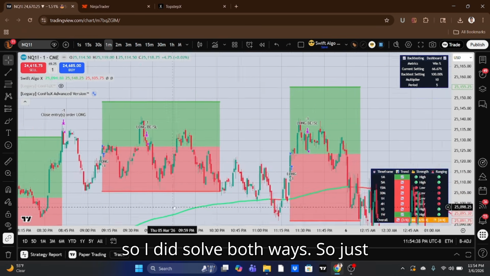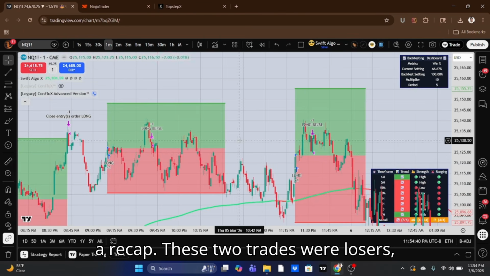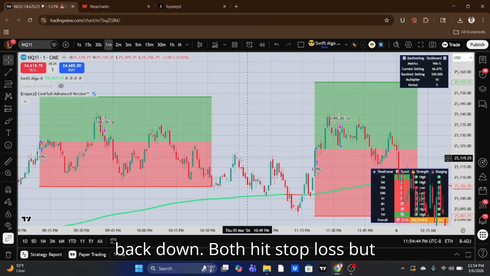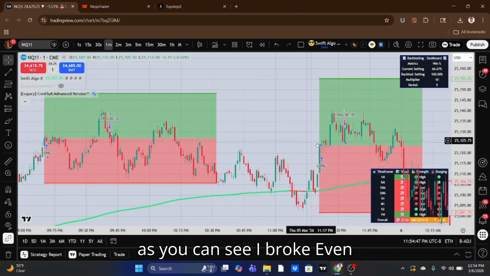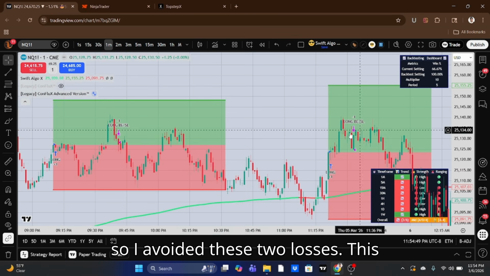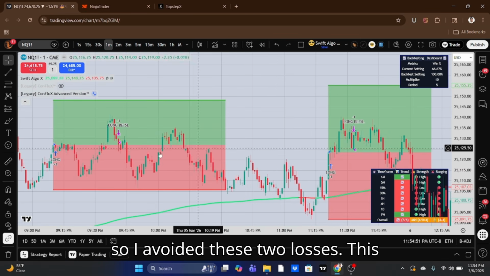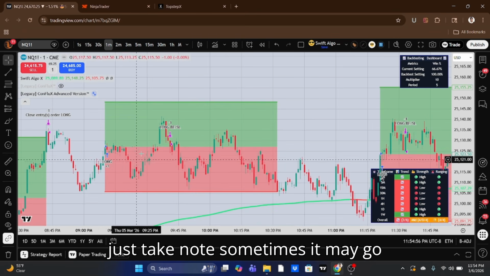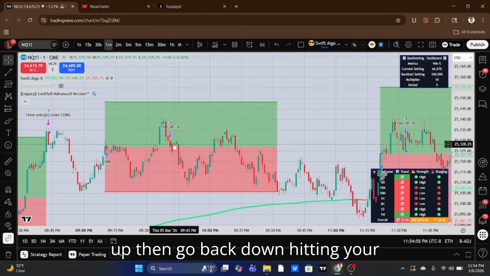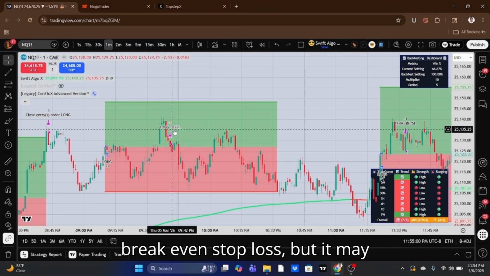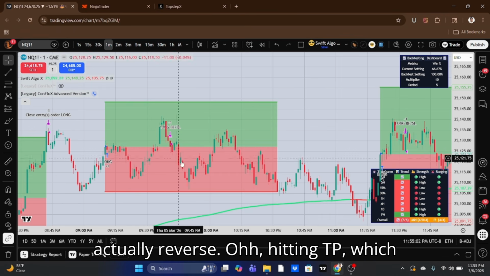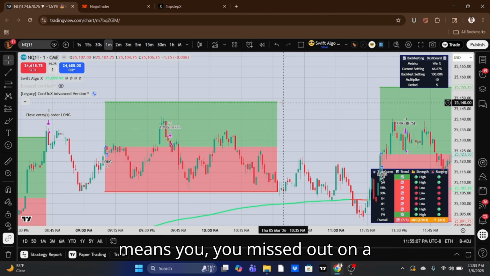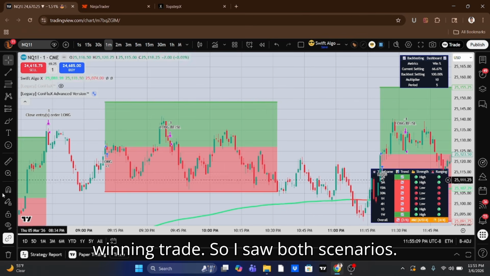So just a recap, these two trades were losers, obviously, but because it went up, then went back down, both hit stop loss. But as you can see, I broke even, so I avoided these two losses. This is really good for risk management, but just take note, sometimes it may go up, then go back down, hitting your break even stop loss, but it may actually reverse up, hitting TP, which means you missed out on a winning trade. So I saw both scenarios.